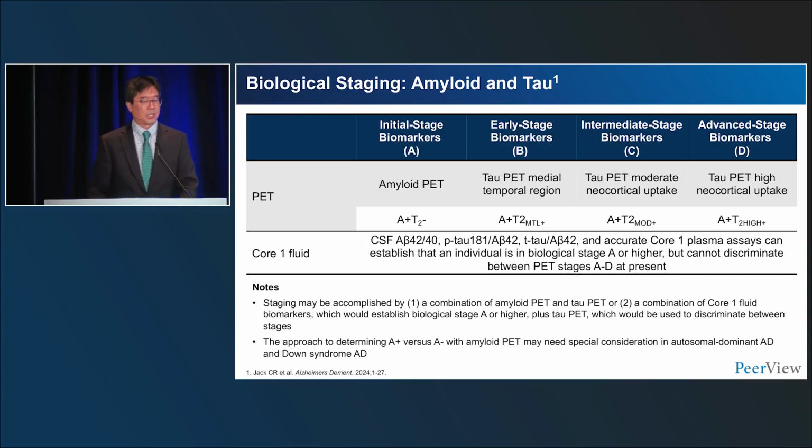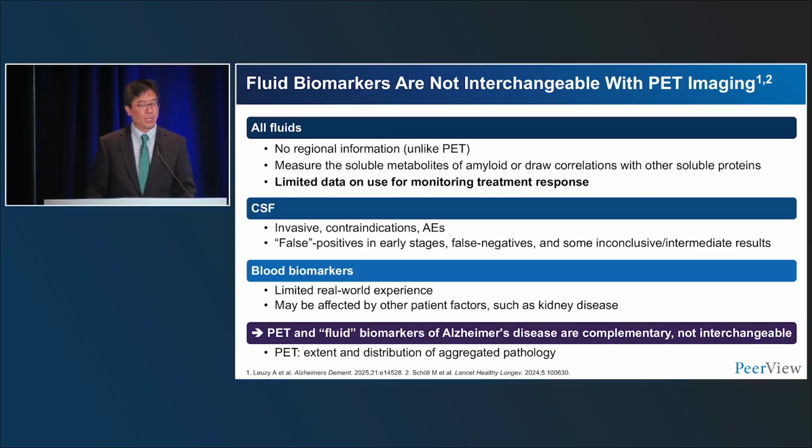In this biological staging, again, amyloid and tau is part of this revised criteria, but amyloid really is still central. So in PET stage A, you're amyloid positive and tau negative, and then with advancing PET stages B, C, and D, you are still amyloid positive, because that is the first biomarker that becomes positive, and then you have increasing burden of tau extending from the medial temporal lobes into the neocortex and the parietal and frontal regions. But amyloid is still the crucial initial staging core 1 biomarker.